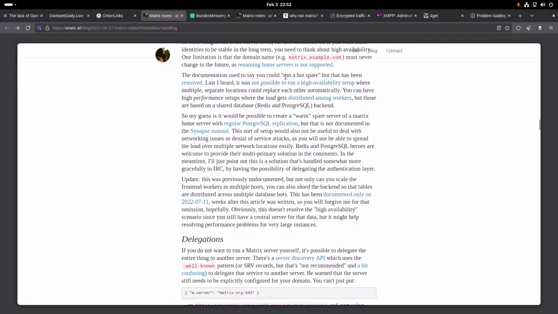Update: this was previously undocumented, but not only can you scale the front-end workers to multiple hosts, you can also shard the back-end so that tables are distributed across multiple database hosts. This has been documented only on 2022-07-11, weeks after this article was written, so you will forgive me for that admission. Obviously, this doesn't resolve the high availability scenario, since you still have a central server for that data, but it might help resolve performance problems for a very large instance.